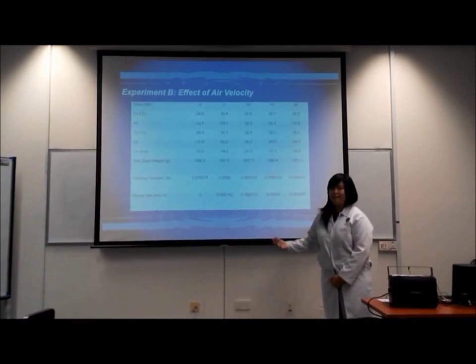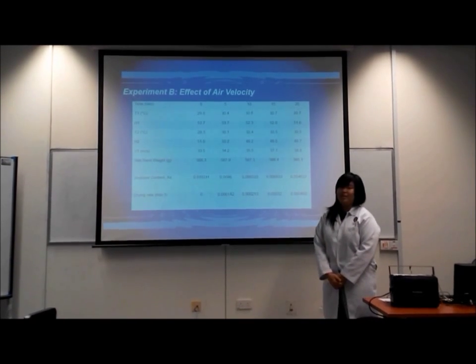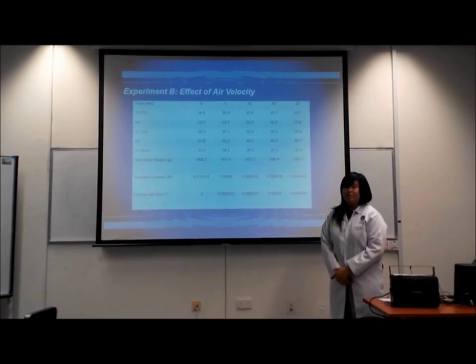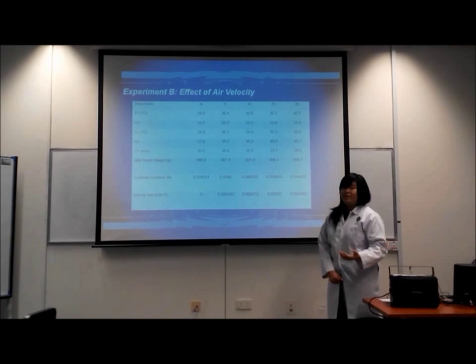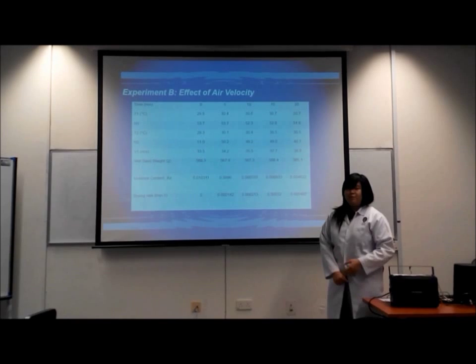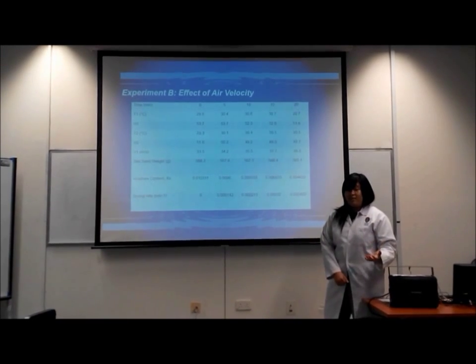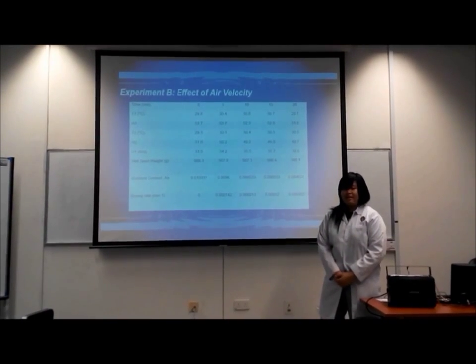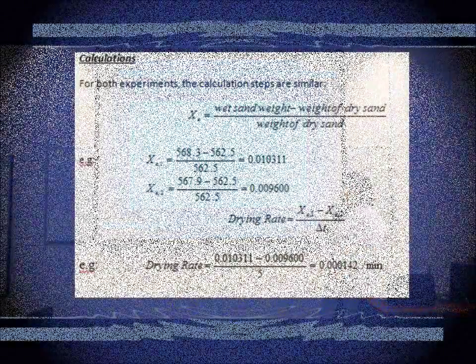And then experiment B is about the effect of air velocity. Basically, it's the same mechanism. The only thing different is that we have changed the manipulated variable. While we are controlling air velocity, for example, we are manipulating the air temperature, and vice versa.